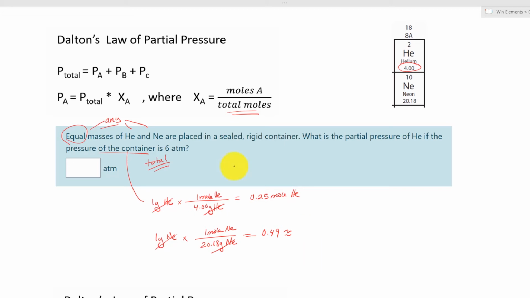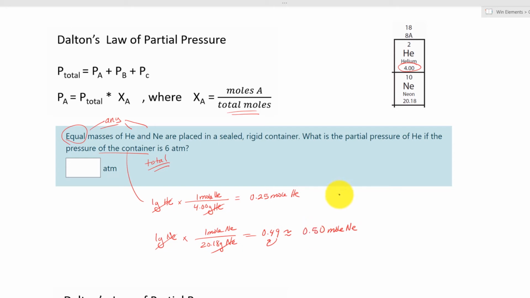A lot of time when you have this type of question, there are multiple choice, and on the multiple choice test, you're not allowed to use your calculator. So we have to round it to the nearest possible calculated number we can think of. In this case, 0.49, we can think of this as 0.50, right? So 0.50 mole of Ne. That way we can do the math a lot easier.